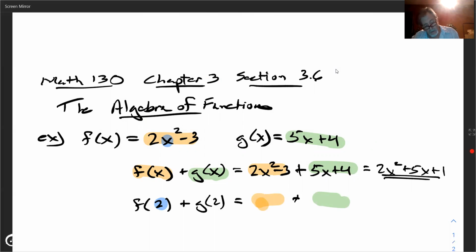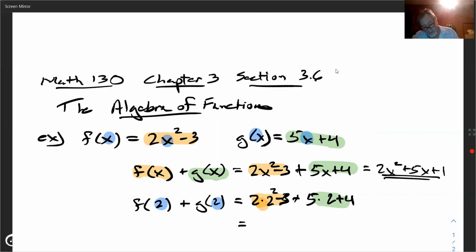Okay, so I'm going to go 2 times 2 squared minus 3. That times is important, isn't it? And then also, I'm going to put the 2 in the g function right there. Oops, I guess I'll be fair and put it over there. And therefore, what we have is 5 times 2 plus 4. So instead of putting an x, I put a 2. And now it becomes arithmetic.